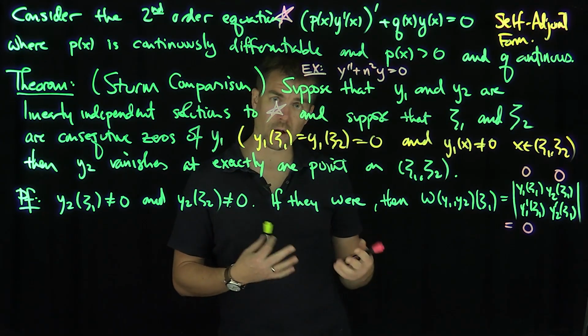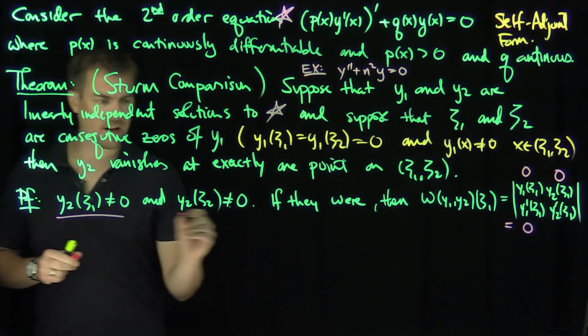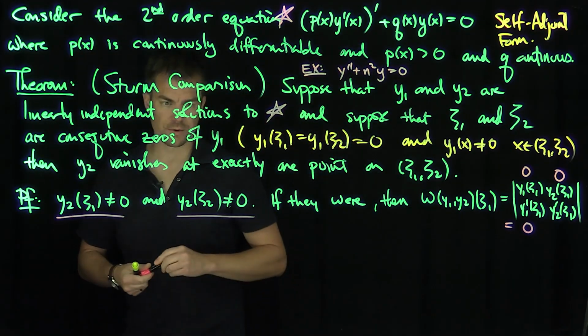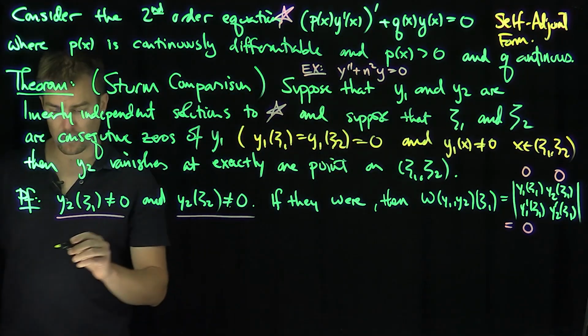That follows from Abel's formula. So in other words, that would give us a contradiction. So y2 of zeta 1 cannot be equal to 0, and y2 of zeta 2 cannot be equal to 0. So I have two non-zero points over here. So now what we do is we're going to construct an auxiliary function.